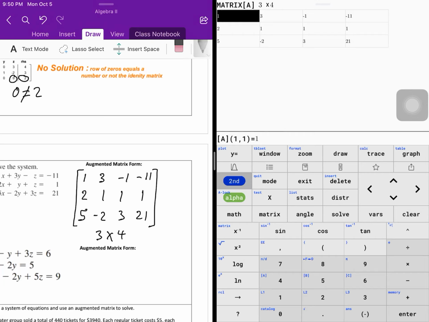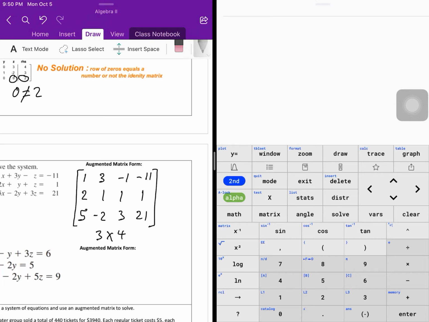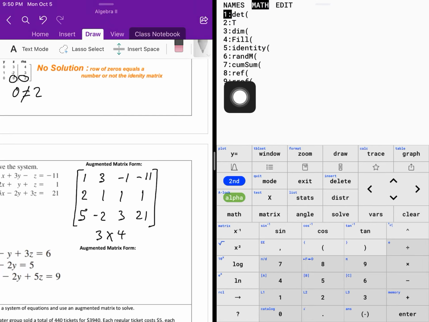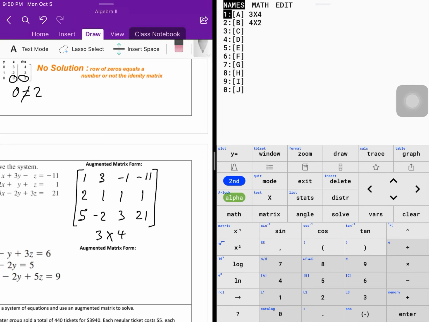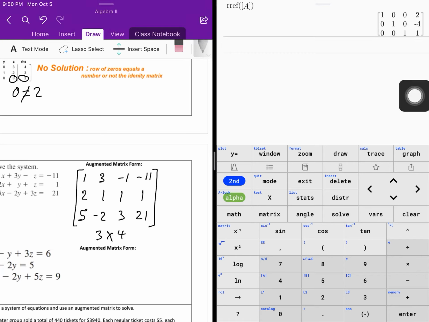Now after we have everything typed in, we're going to hit second mode, quit. Then we're going to go back into the matrix. We're going to go under math. And the important one that we've used before is number 9, the rref. So if you just click number 9, it'll give you that. But then make sure you go back into the matrix and select the matrix we just edited, which for me is matrix A. So now I have that. And there we go. This is my solution set up here.